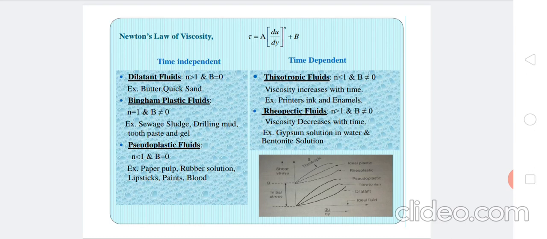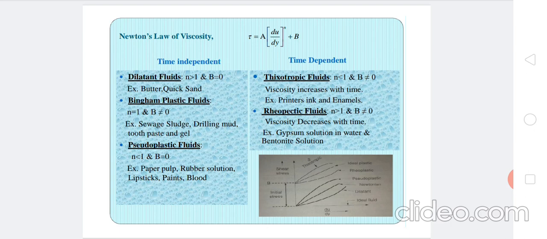On the other hand, time dependent fluids: thixotropic fluids and rheopectic fluids. Thixotropic: n less than 1 and B not equal to 0. Here, viscosity increases with time. Examples of thixotropic fluids: printers' ink and enamels. Rheopectic fluids: n greater than 1 and B not equal to 0. Here, viscosity decreases with time. Examples of rheopectic fluids: gypsum solution in water and bentonite solution.